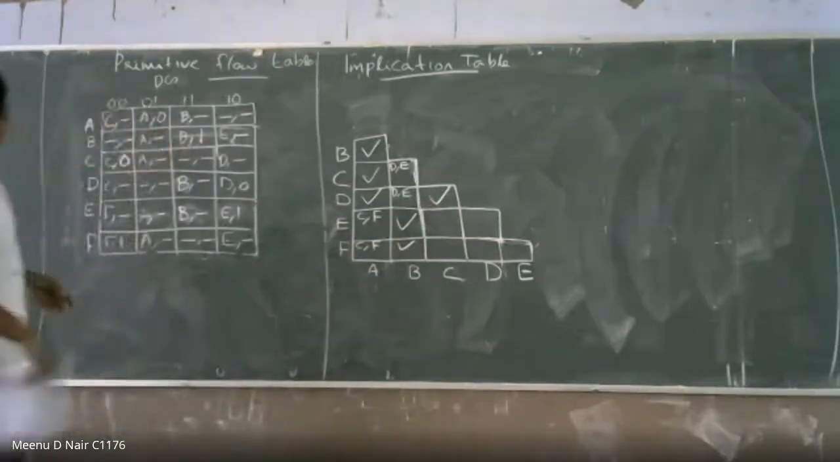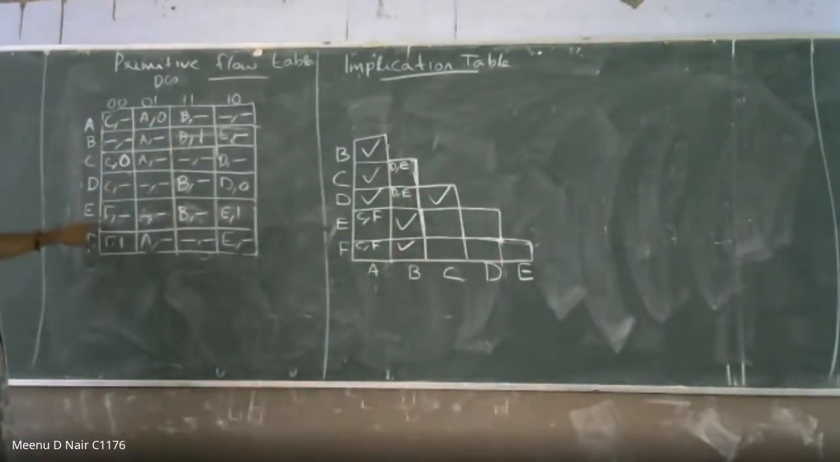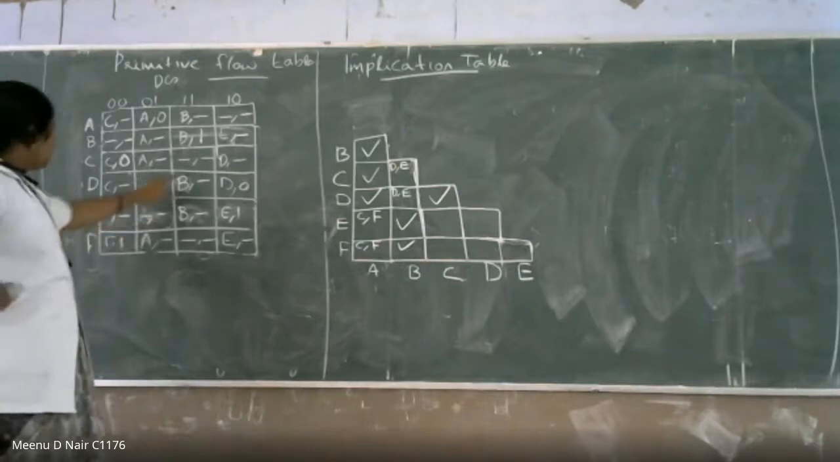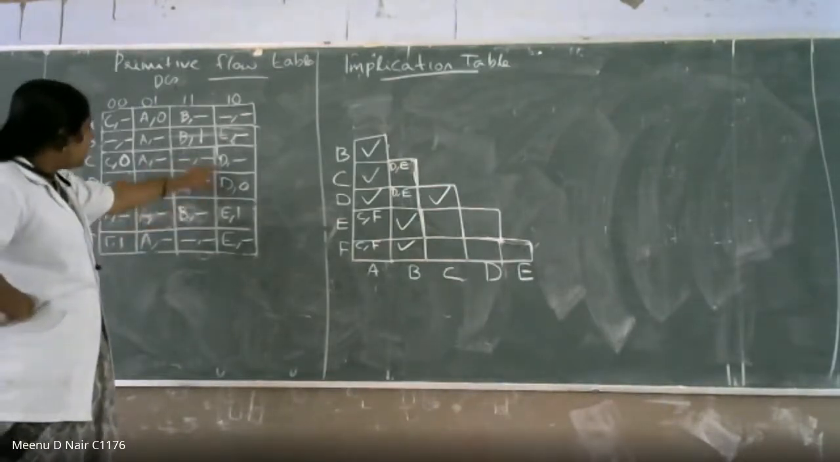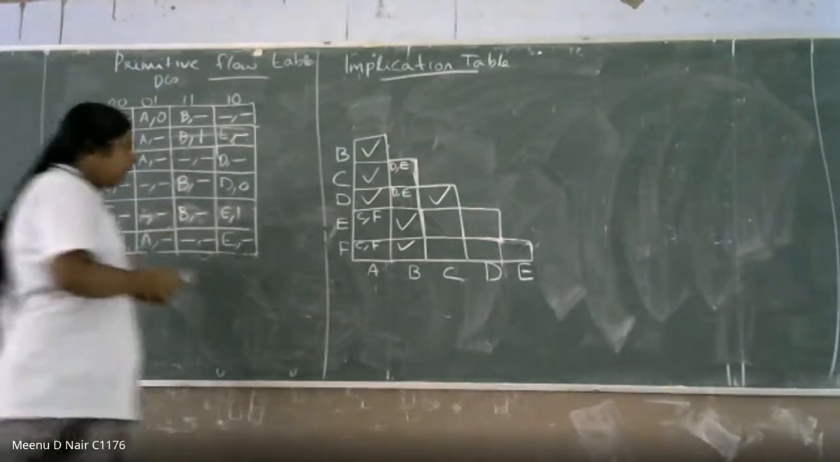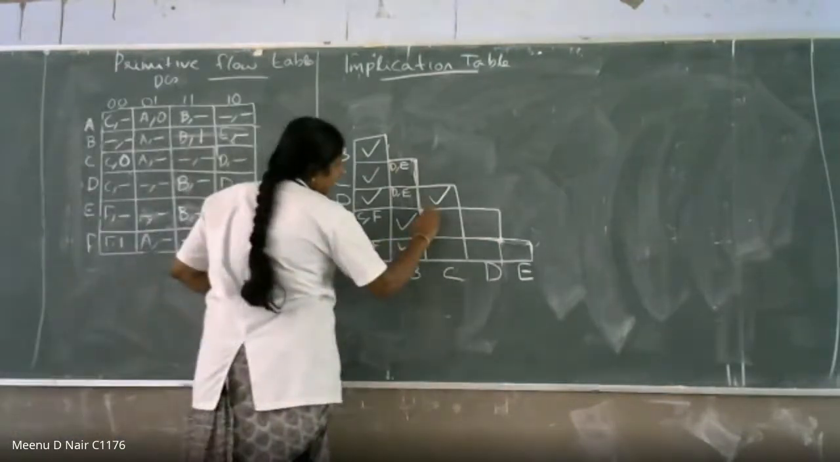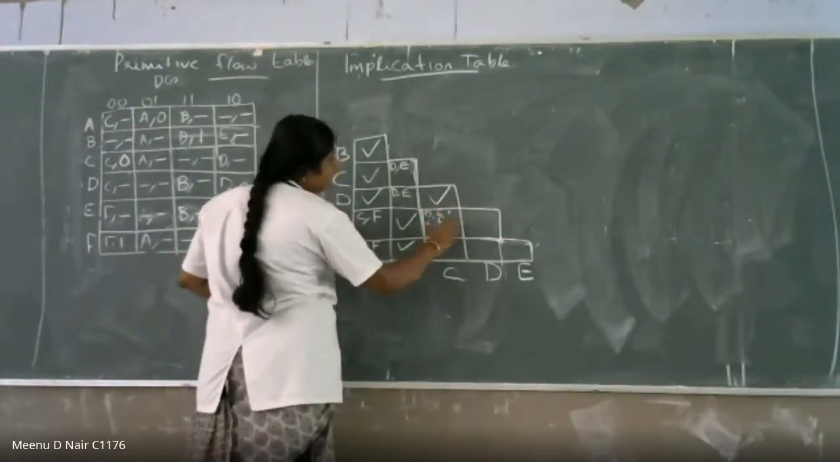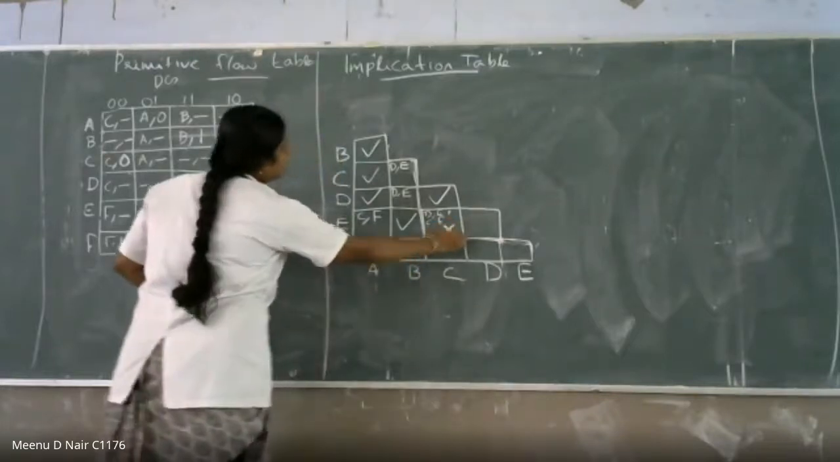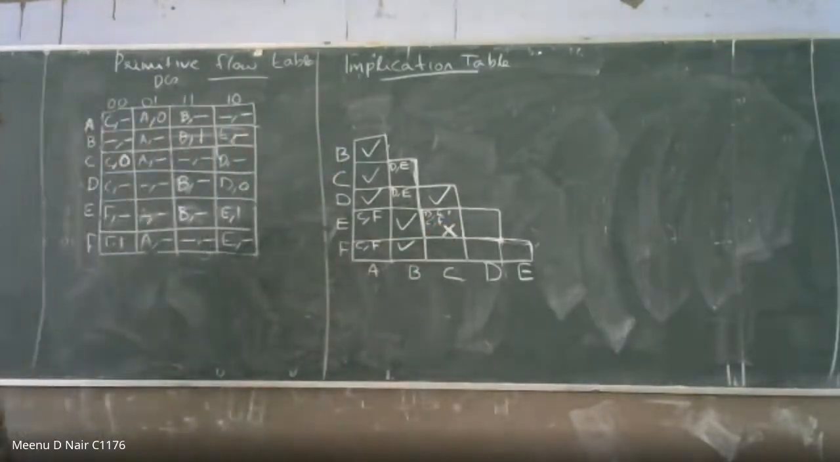Then what about C comma E? C comma E is not comparable. A comma dash 0 is not comparable. Here B comma dash, this is not comparable. Here also it is not comparable. So that is D comma E and C comma F. So this is not comparable. Two cases are not comparable. So you can put it as it is not a comparable one. Okay, that is for C comma E.